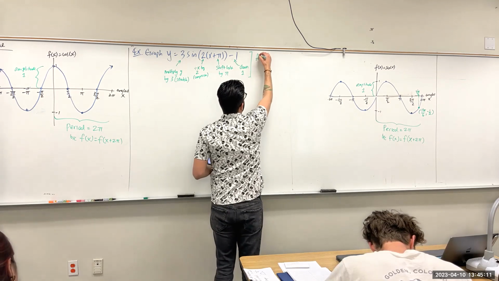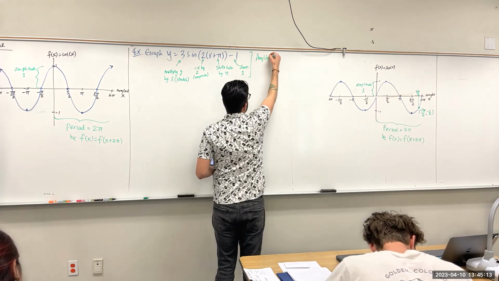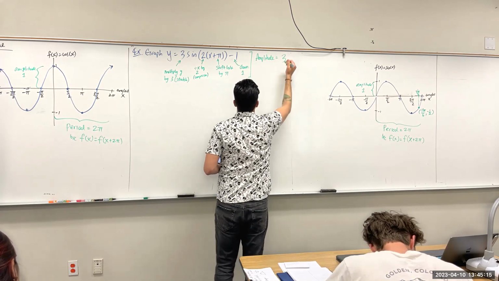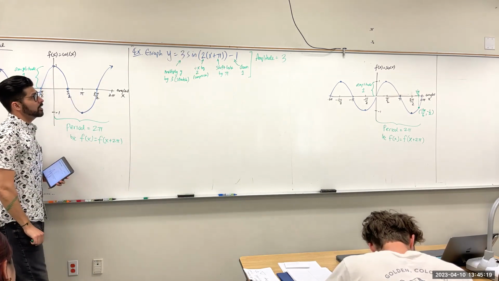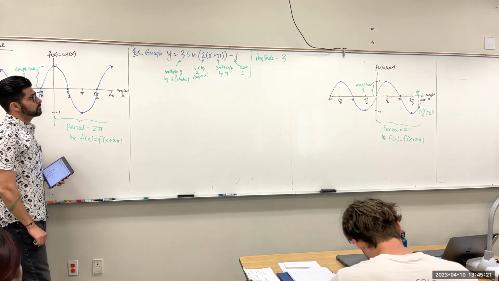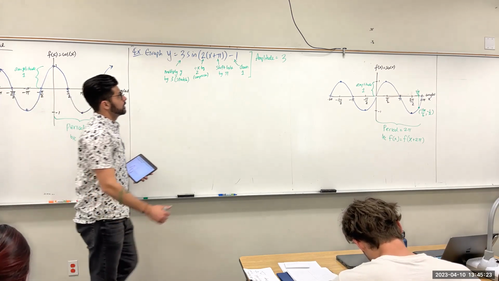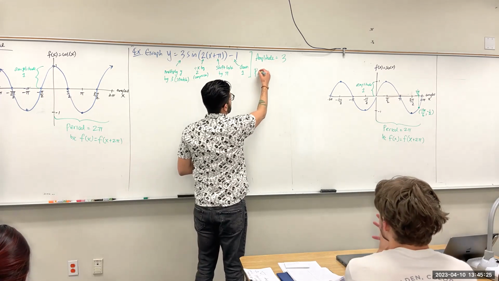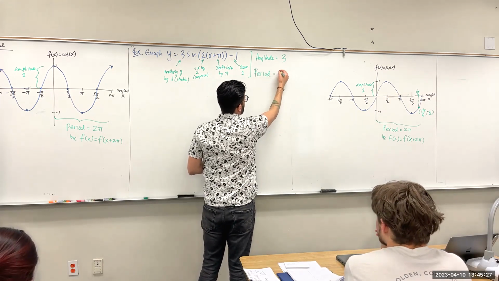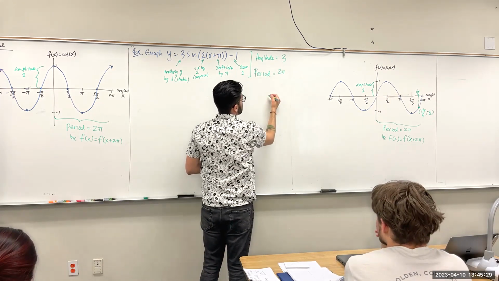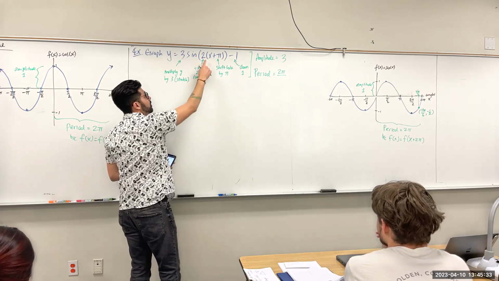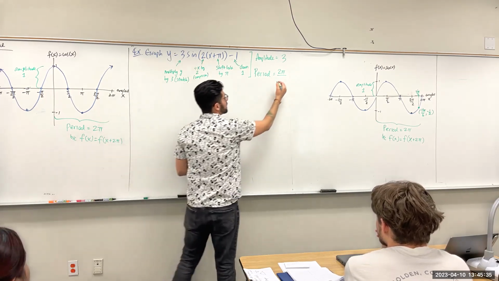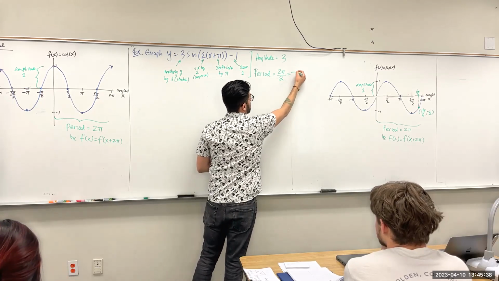Okay, so what's going to be the new amplitude? The new amplitude is going to be 3 because of this stretch here. That gives you the amplitude. And then the period, which was originally 2 pi, is going to be divided by this value 2 that we have in front of our x. So the period becomes pi.